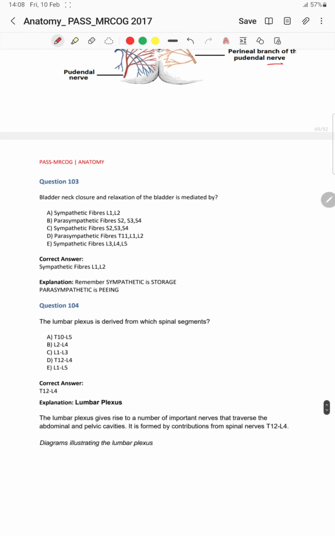Next question. The bladder neck closure and the relaxation of the bladder is mediated by, we know, the sympathetic fibers of L1 and L2. Sympathetic is storage, and parasympathetic is peeing: P for parasympathetic, P for peeing, and S for sympathetic, S for storage.